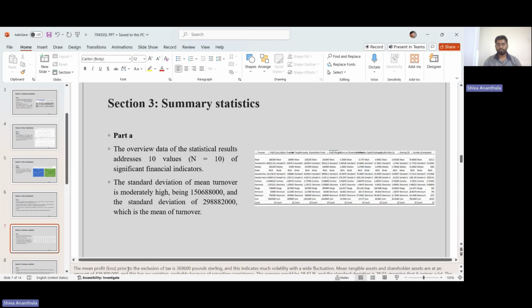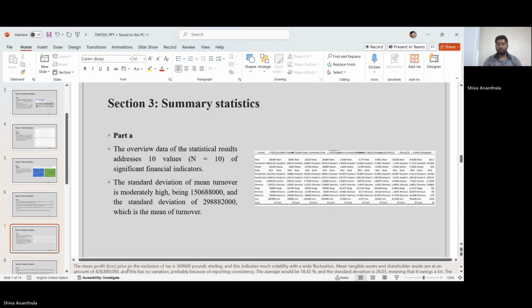a wide fluctuation. Mean tangible assets and shareholder assets are at an amount of 4288000, and this has no variation, probably because of reporting consistency. The average would be 18.42%, and the standard deviation is 28.03, meaning that it swings a lot. The liquidity ratio mean is 1.3x, which is comparatively stable. The average of gearing is 47.28%, and the employee count was an average of 1013, which is indicative of a stable workforce. N is equal to 10 is contained in each metric.